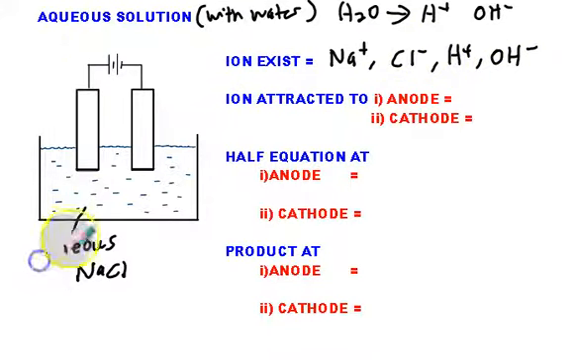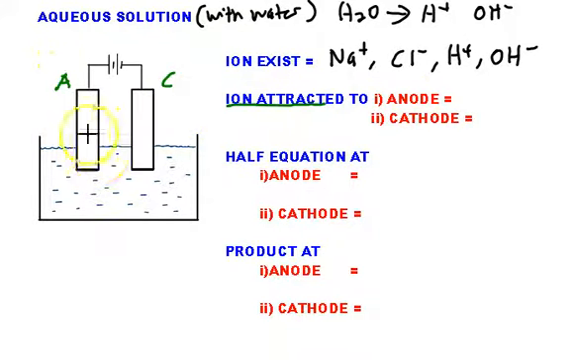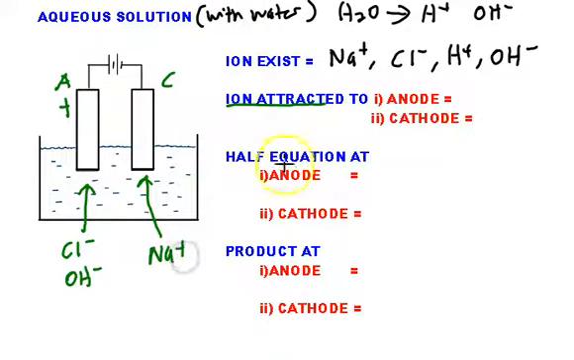Now I'm going to explain the ions attracted to the anode and also the cathode. So here's the anode and here's the cathode. Since the anode is positive, it will attract the chloride ion and the hydroxide ion. So the 2 ions will be attracted here. However, at the cathode you will have all the positive ions, sodium and also the hydrogen ion.